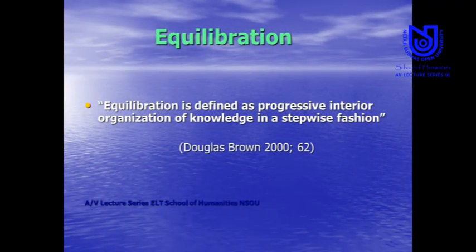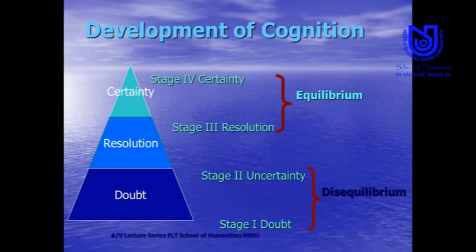Piaget's notion of equilibration is a cognitive construct. Equilibration is defined as a progressive interior organization of knowledge in a stepwise fashion. Thus, from the diagram we see that there are 4 stages, 2 of which belong to disequilibrium, stage 1 and 2, and 2 belong to equilibrium. So, stage 1 is doubt, stage 2 uncertainty, stage 3 resolution, and stage 4 certainty.